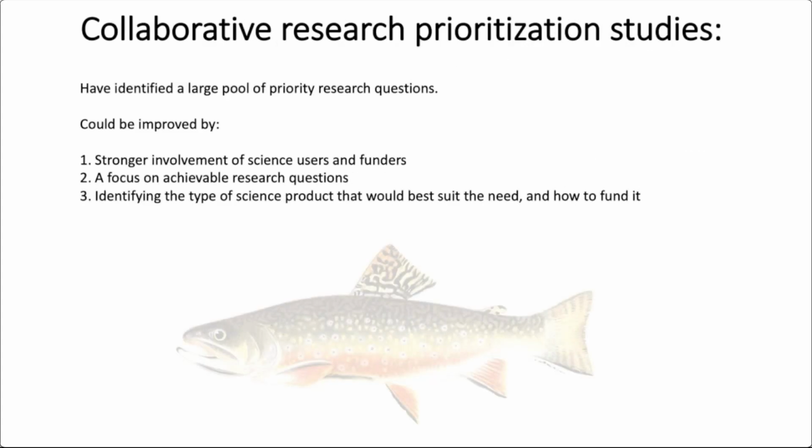So I hope I've introduced you to the collaborative research prioritization approach, or at least given a name for an approach that you may have been aware of out there in the wild. And I hope that I've convinced you that these studies have already identified a large pool of priority research questions or topics, but I think they really could be improved. In particular, I'd like to advocate for a stronger involvement of science users and funders in all steps of the process, a real recommitment to focusing on achievable and testable research questions rather than the vaguer, higher-level research priorities that have sometimes emerged from these processes, and a focus on identifying the actual types of science products that would best suit the research priority and how to get there. So thank you very much, and I hope you enjoyed the talk.